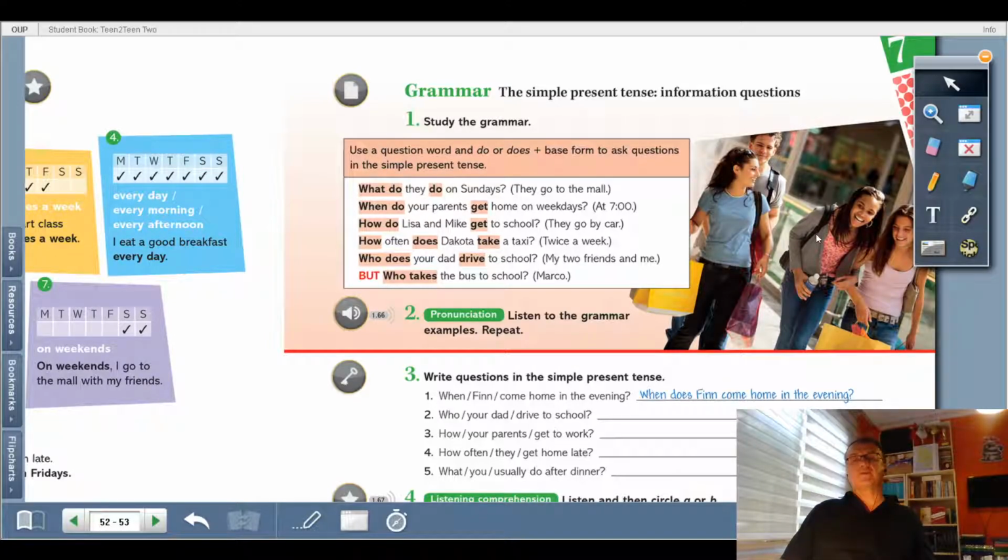Now look at the picture. What do they do on Sundays? For example, these friends are going to the mall, or we say they go to the mall every Sunday, or on Sundays you can say. When do your parents get home on weekdays? You see the answer, at 7 o'clock. How do Lisa and Mike get to school? Sorry for that.